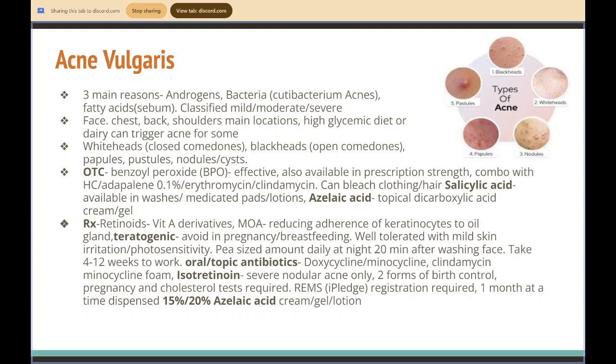We classify it, I mentioned moderate and severe, and there's also mild. Top right, you should see a picture where there are blackheads, whiteheads, nodules, papules, and pustules. And the main locations are going to be your face, chest, back, and shoulders. And for some, dairy or a high glycemic diet can trigger it.